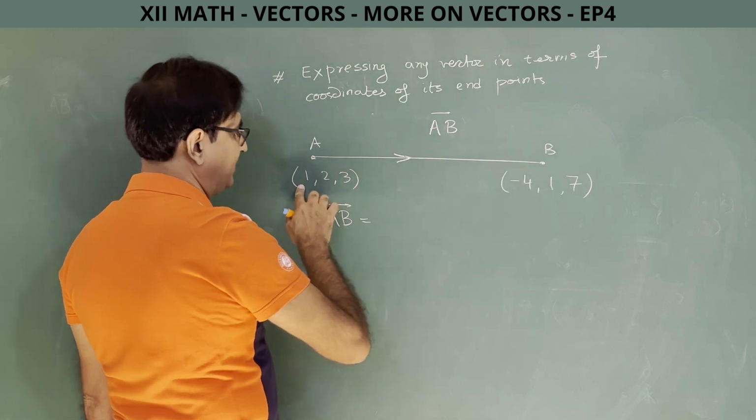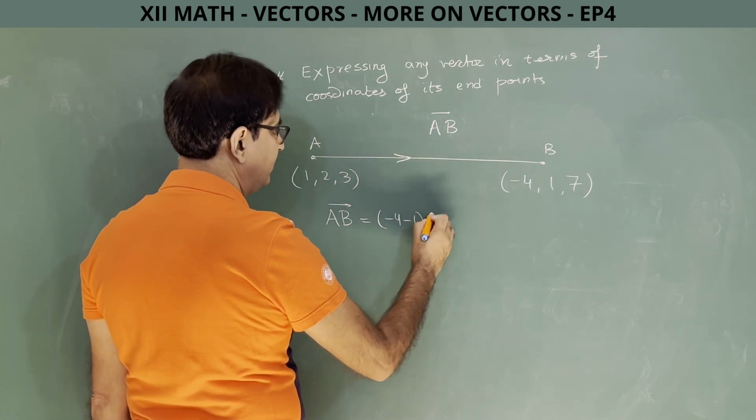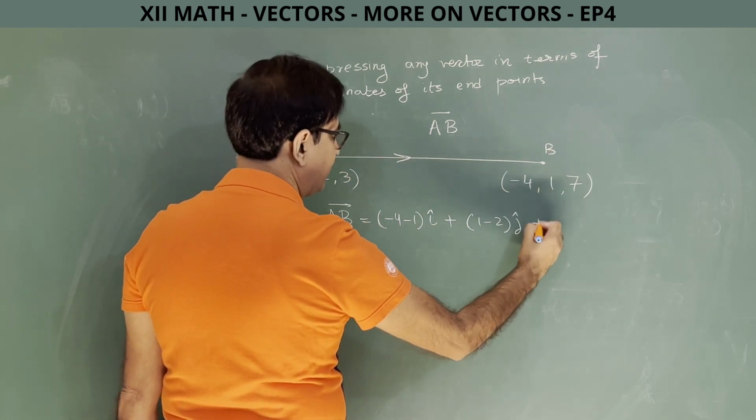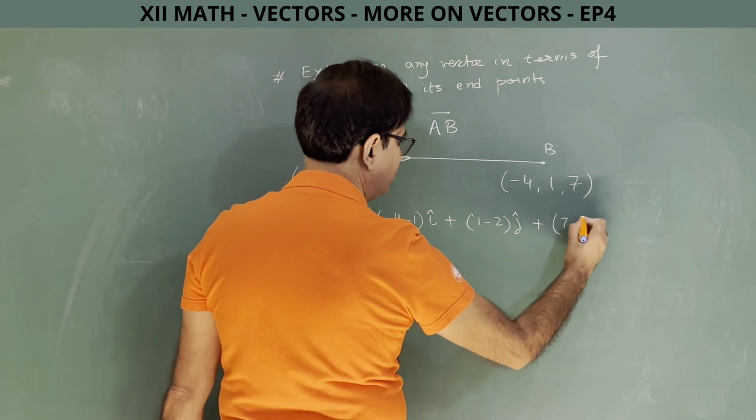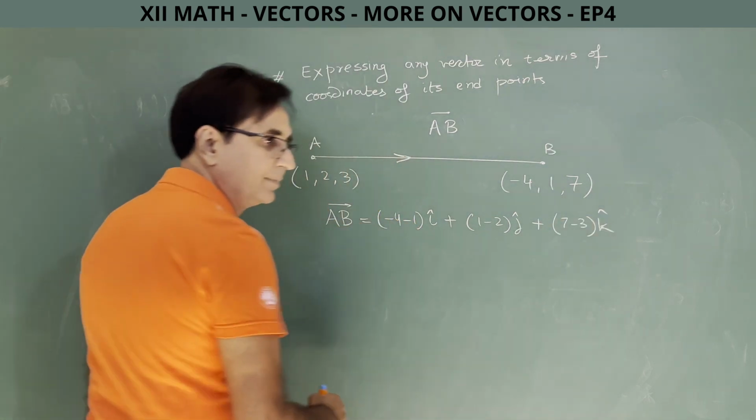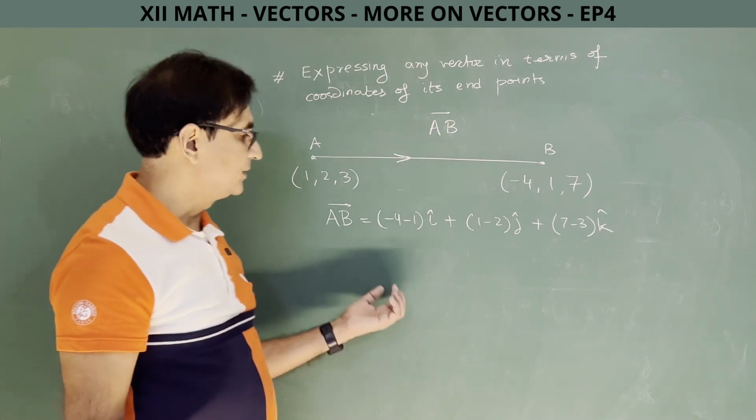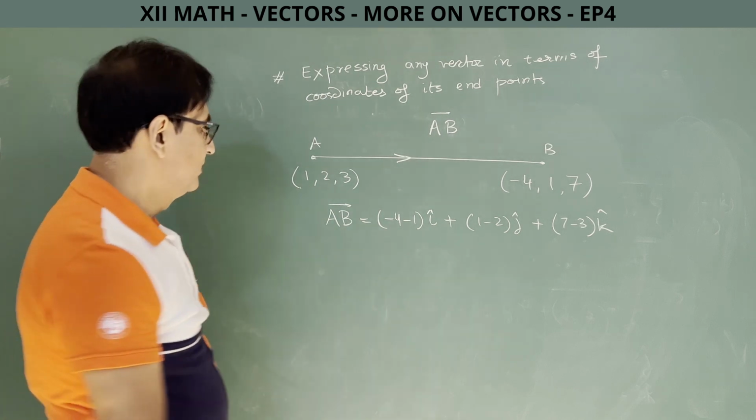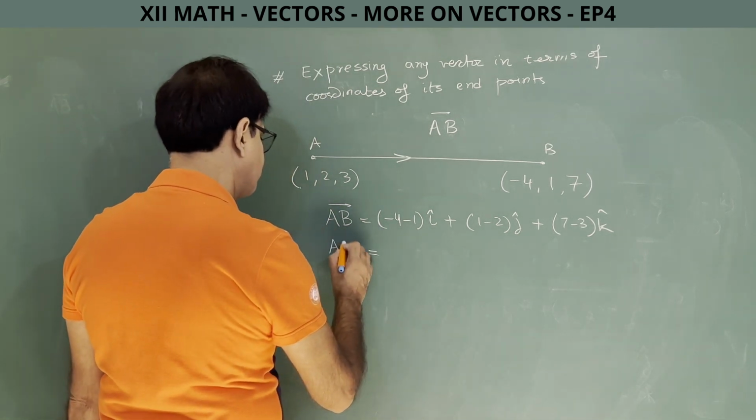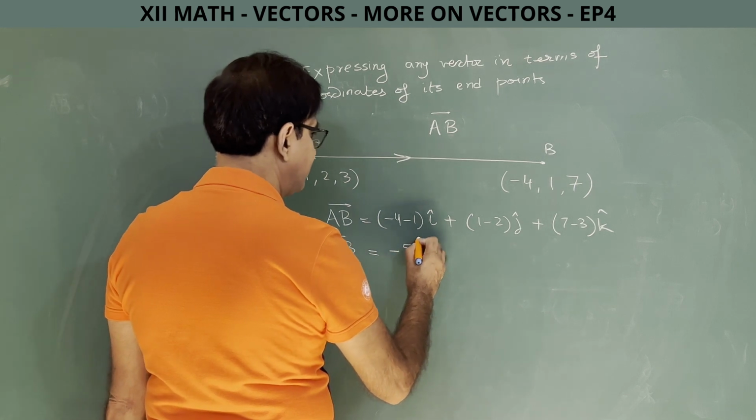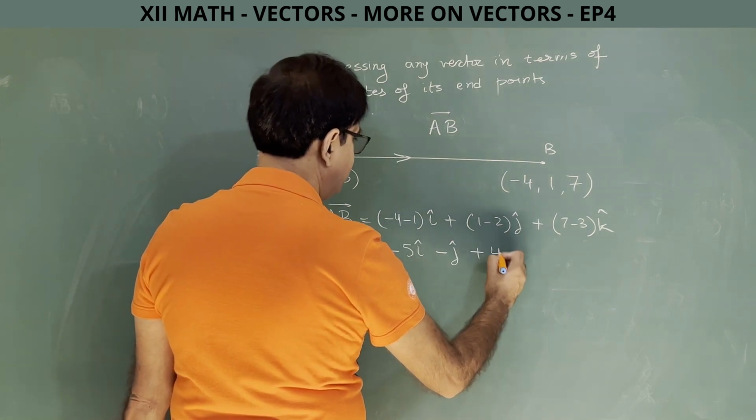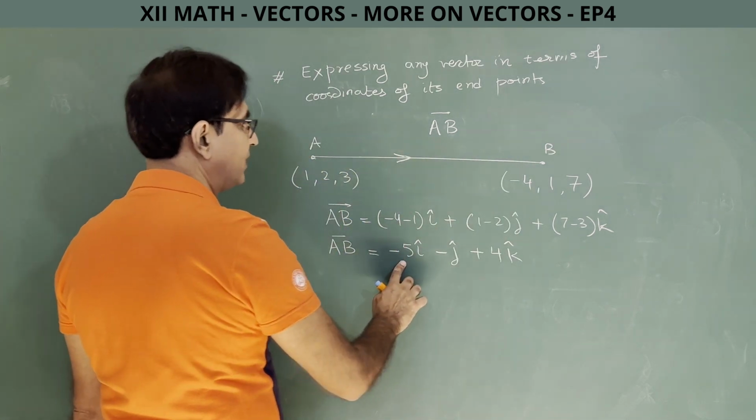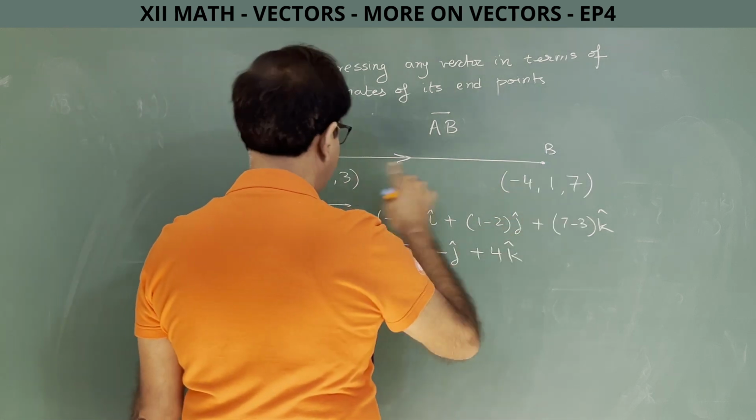So what it will be? It will be x2 minus x1. So (minus 4 minus 1) i cap, (1 minus 2) j cap, (7 minus 3) k cap. I guess my video may become longer than 30 minutes, but I will not stop in between. Let me complete this topic. So what will be vector AB? Minus 5 i cap minus j cap plus 4 k cap. I hope I have done my subtraction properly. Minus 4 minus 1 is minus 5, 1 minus 2 is minus 1, 7 minus 3 is 4.